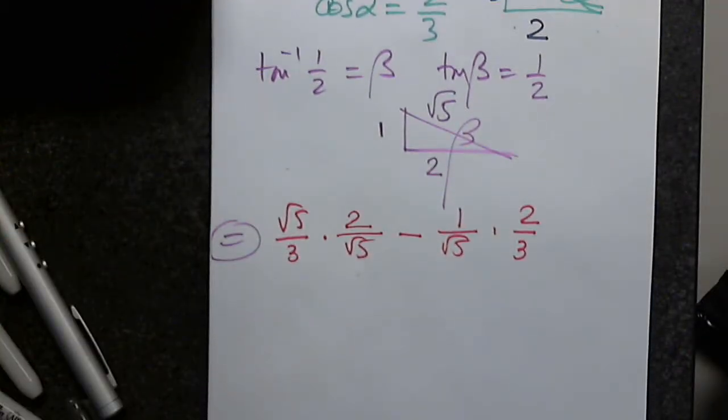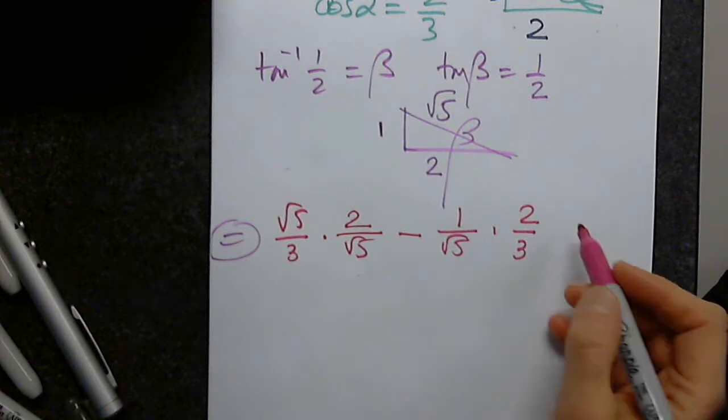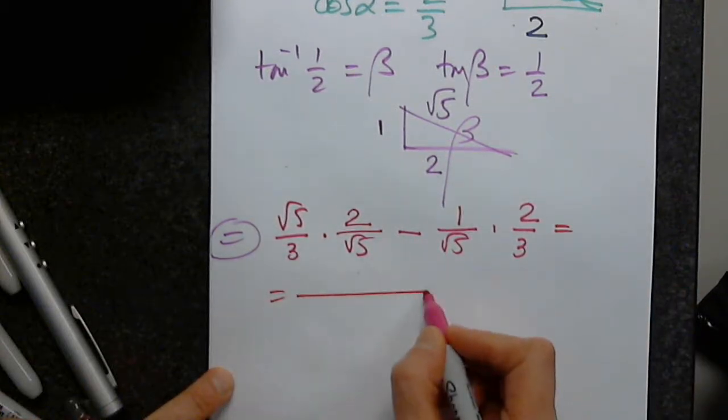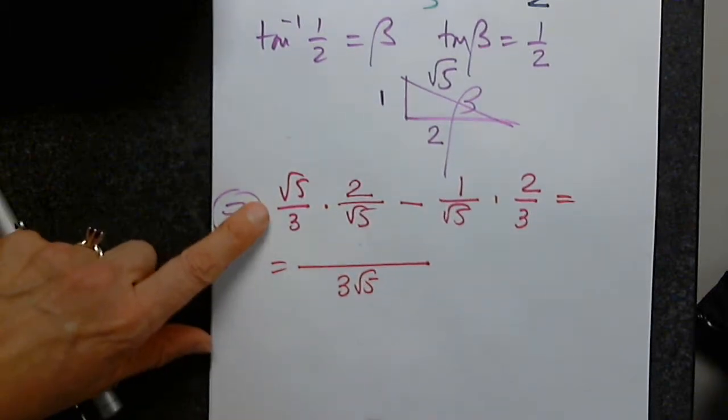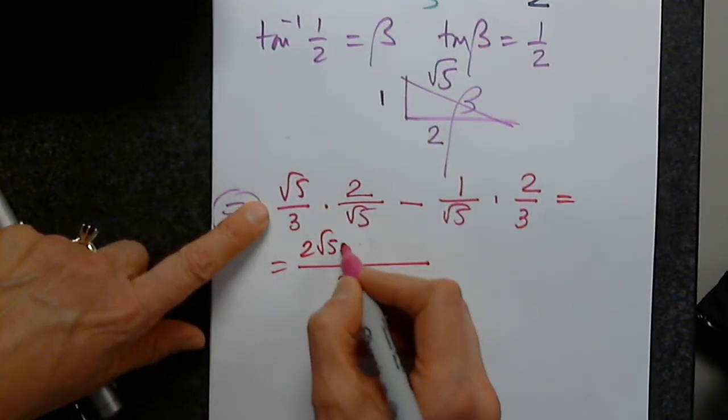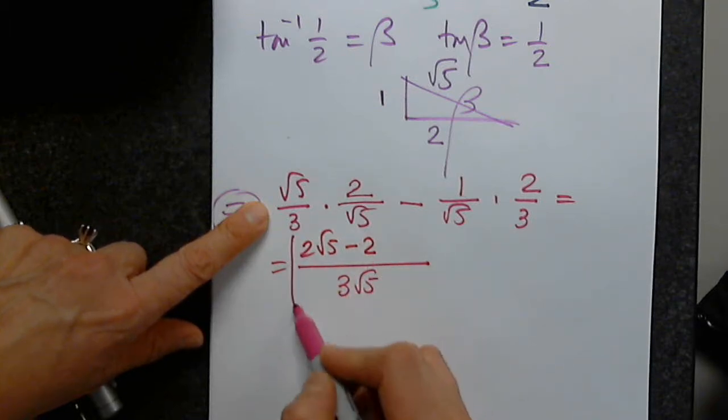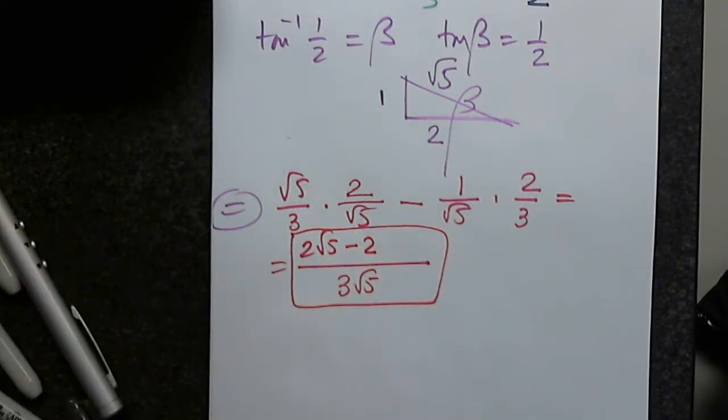Now, when we look at these 2 expressions, you may be tempted to simplify the square root of 5. I don't recommend it, because if you don't simplify, you see the same denominator. So, in this case, I will write the least common denominator is 3 the square root of 5, and I will write the top as 2 times the square root of 5 minus 2. And that is the simplified form.